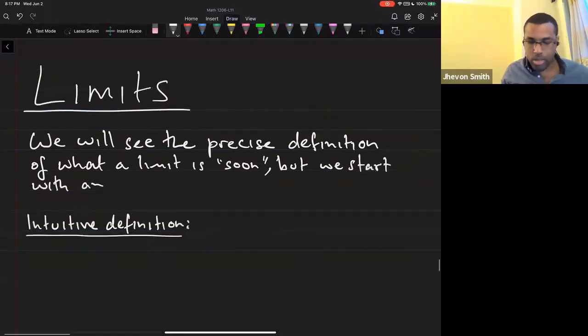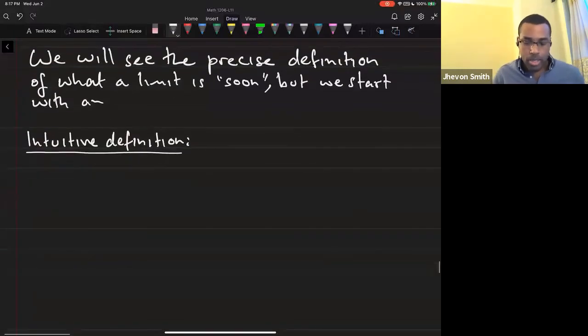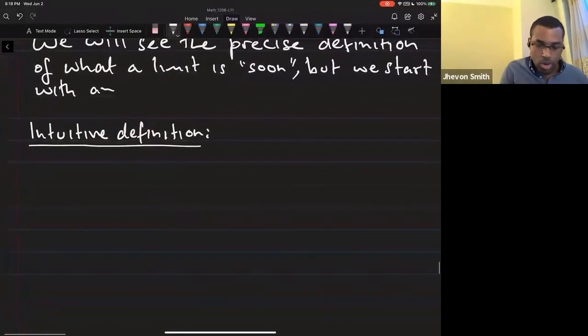For what a limit is. So here's how I want you to think about it the majority of the time. And we're going to see a very mathematical way to think about it, even more mathematical than it's already going to be. But this is kind of a fuzzy definition, but it's very usable and very workable. So here is how we're going to define it.